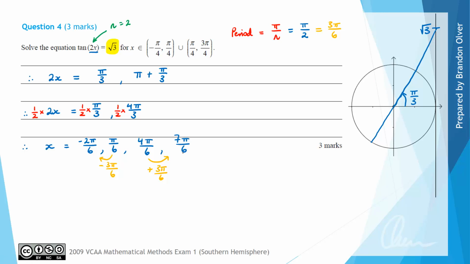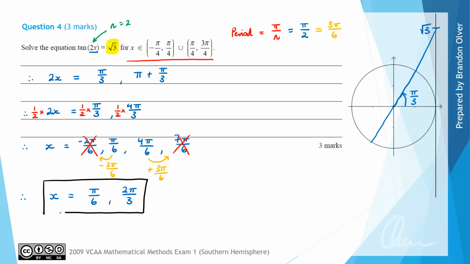Similarly, if we added 3 pi on 6 onto this solution, another potential solution would be 7 pi on 6. However, if we have a look at the domain where we're expected to find solutions, you can see that minus 2 pi on 6 is minus pi on 3, which is smaller than negative pi on 4, so that's outside the domain. You can also see that 3 pi on 4, so 4 pi on 6, will be smaller than that, however 7 pi on 6 will be larger than that, so that is also outside of the domain. So therefore the only solutions are x is equal to pi on 6, and 2 pi on 3 when we simplify that second fraction.